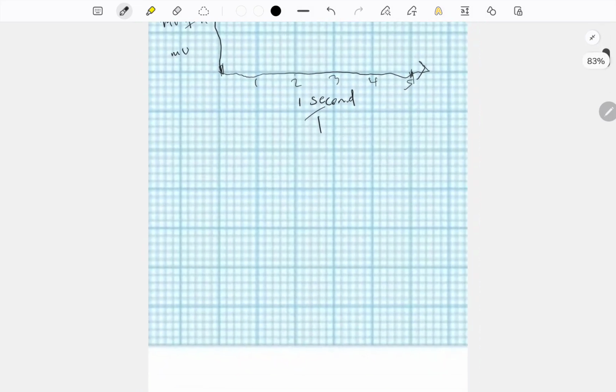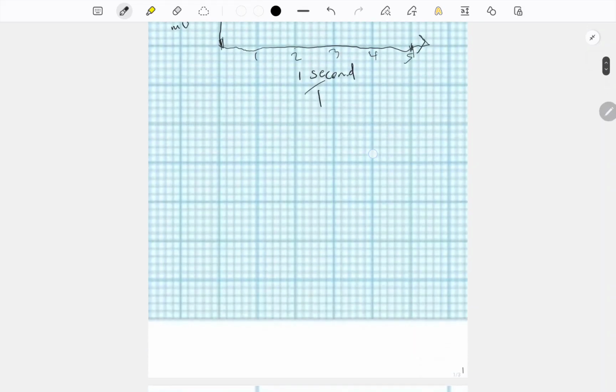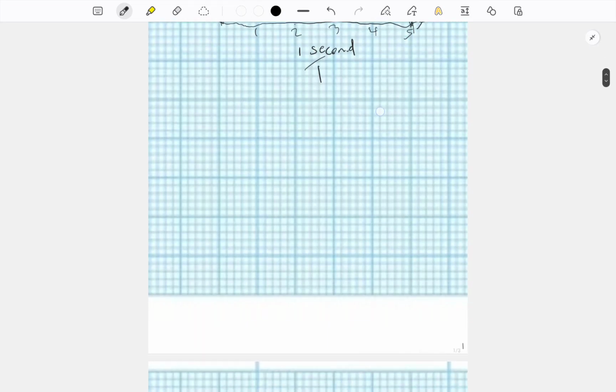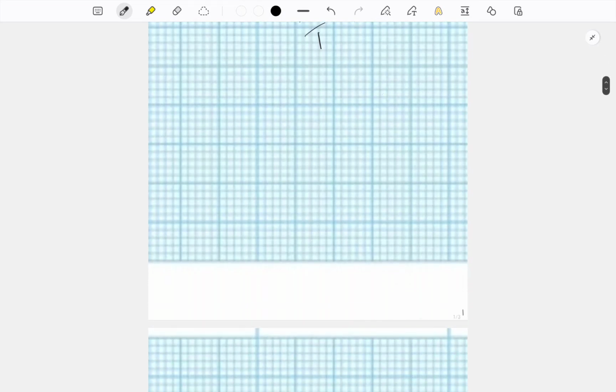Okay, so based on that now, we can make some assessments, or some conclusions. So 1 second is 5 big boxes. Therefore, 60 seconds is 300 big boxes.